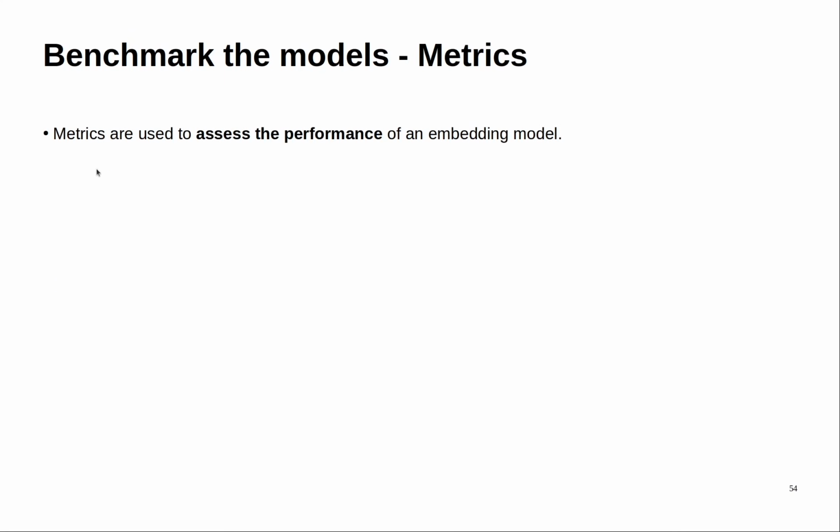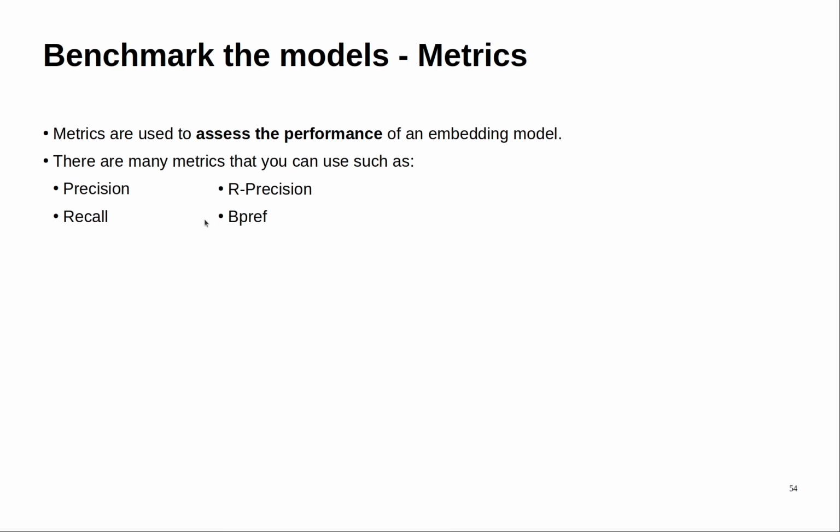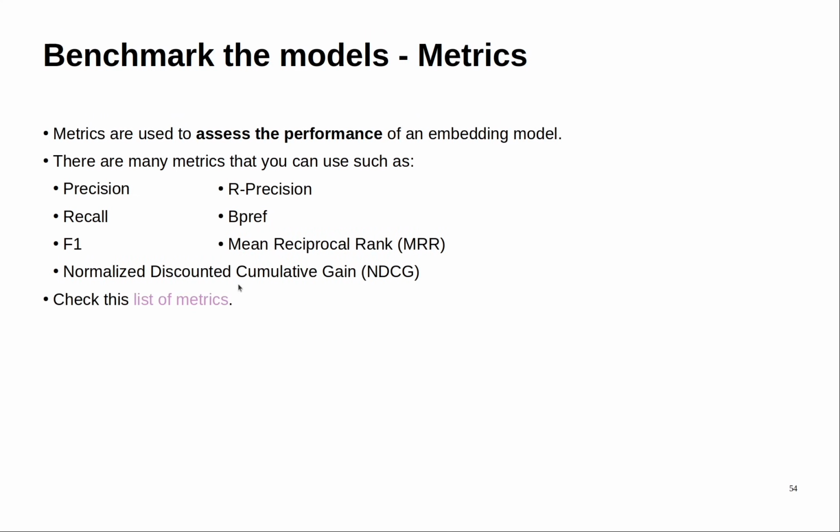Now let's talk about the metrics. We use them in order to compare the performance of embedding models, and there are plenty of metrics that we can use. You have precision, R precision, recall, bpref, F1, etc. So the list is big. I haven't shown you all the metrics, but if you are interested, you can click on this link in order to see all the metrics that you can use. You'll also find how to calculate them and how to use them in ranx. In this course, I will use just these 3, MRR, NDCG at K, and recall at K. And I will explain to you what at K means in the upcoming slide.